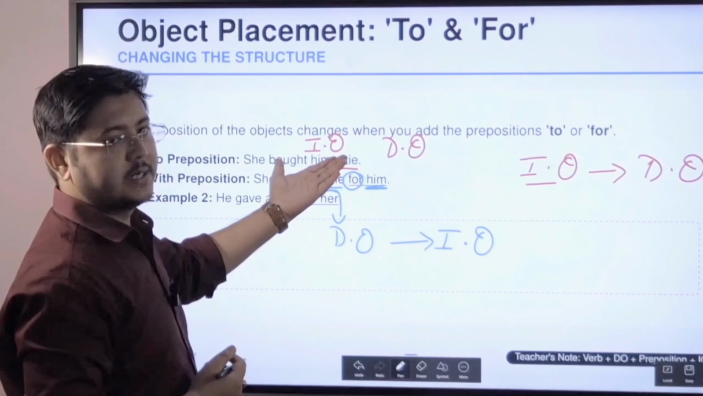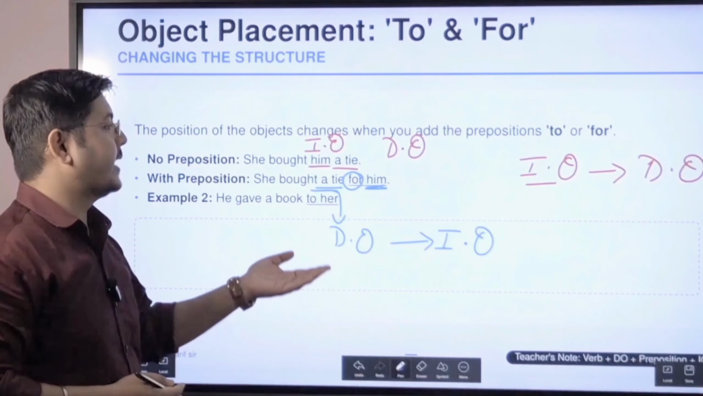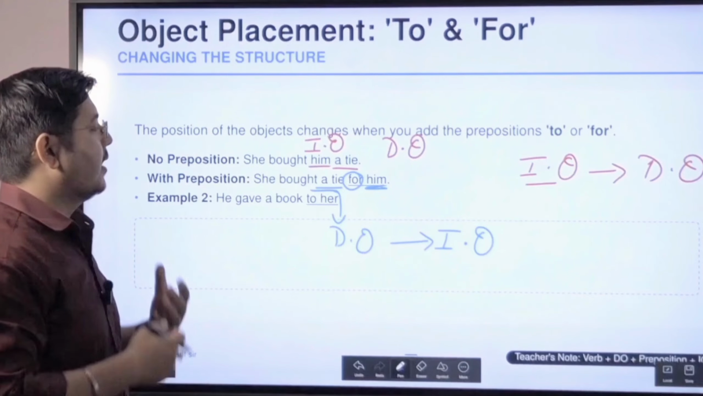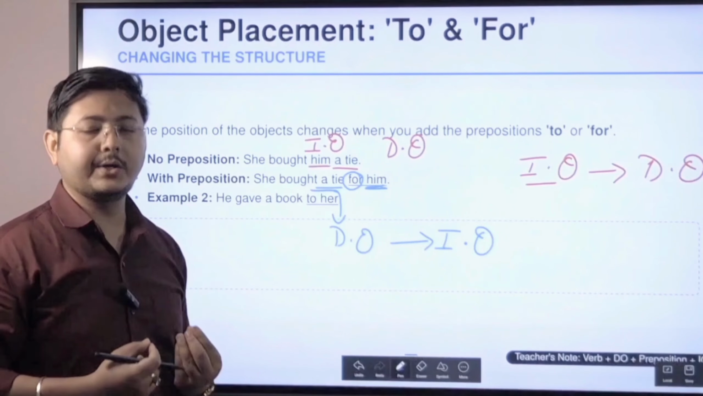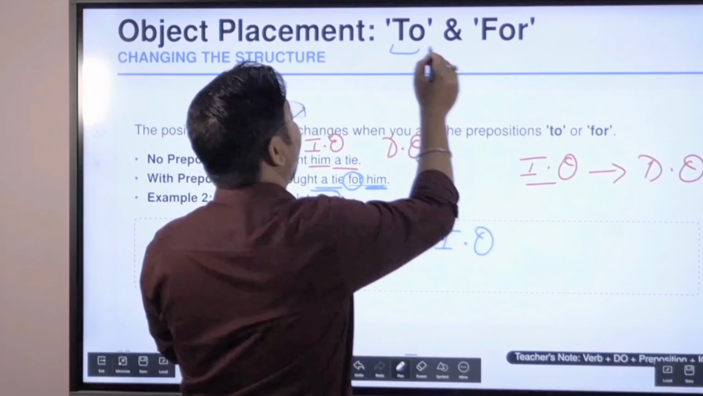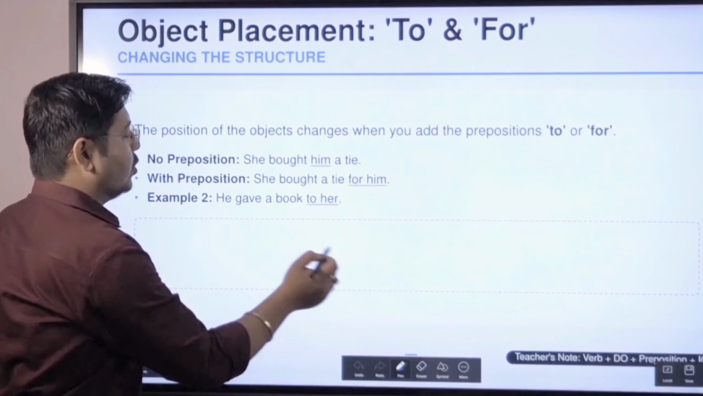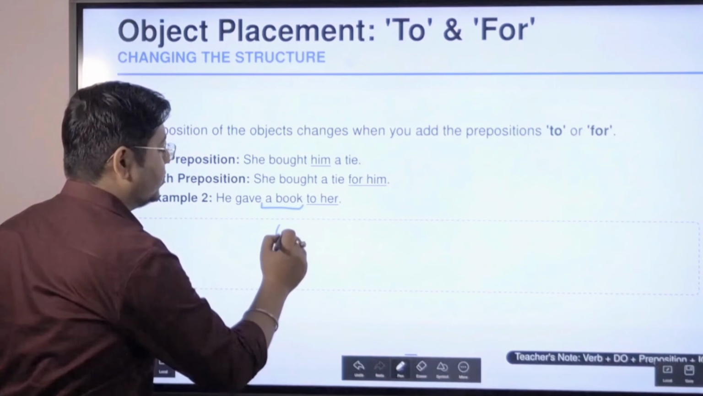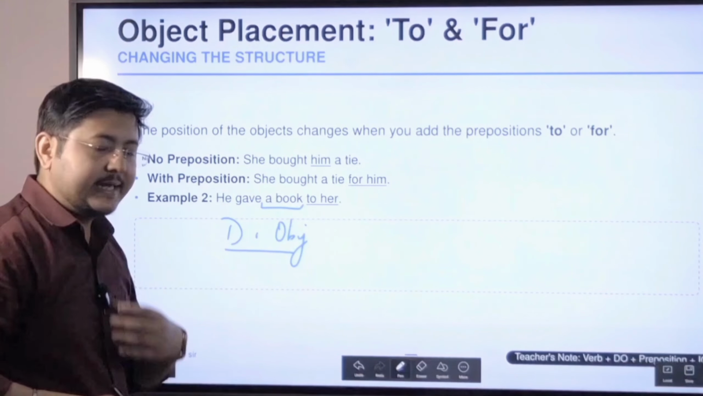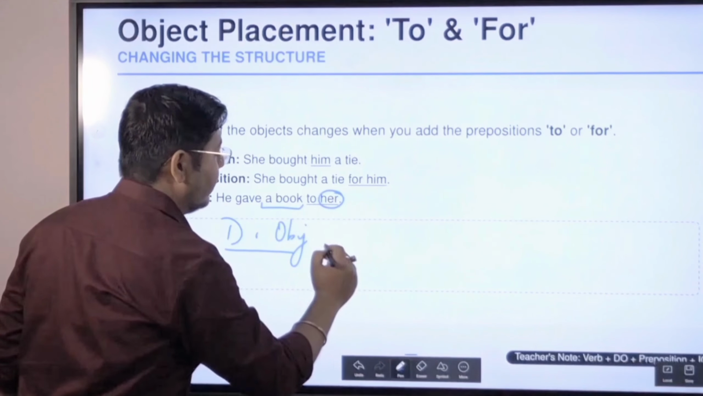If there are no prepositions in the sentence, then indirect comes first, then the direct one. However, if you add a preposition, then direct object comes first and indirect goes to the last. This point you have to remember regarding the position and the location of direct and indirect object, which change depending upon whether a preposition like to or for is used or not. Looking at the third example here, he gave a book to her. A book is the direct object because it is the item or the thing that is getting directly affected by the action of giving, and the person receiving the action is her, which is the indirect object.